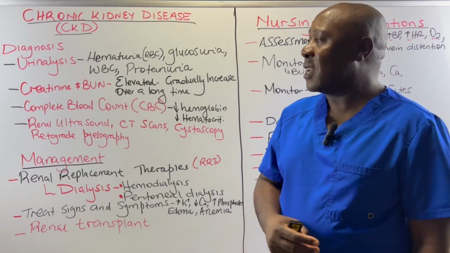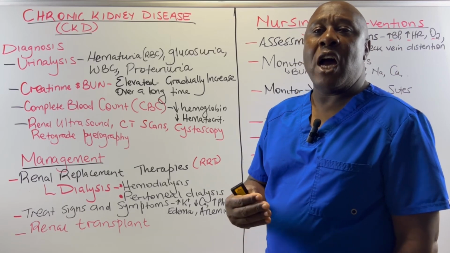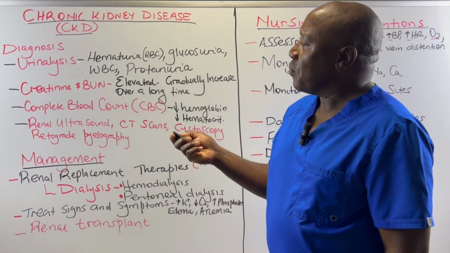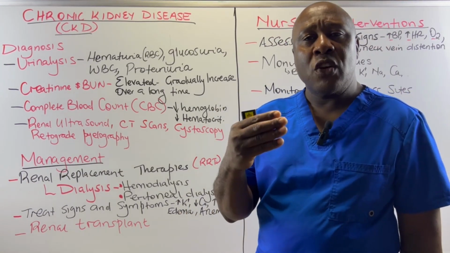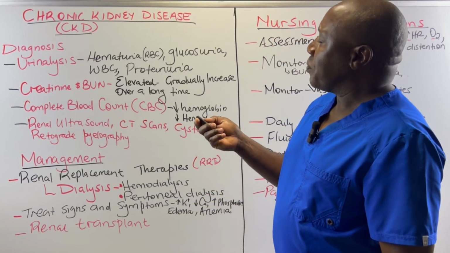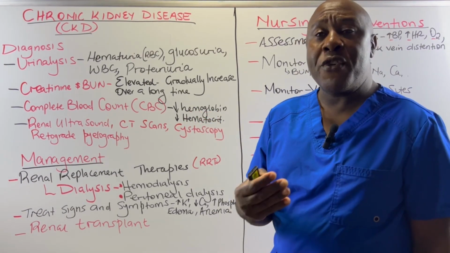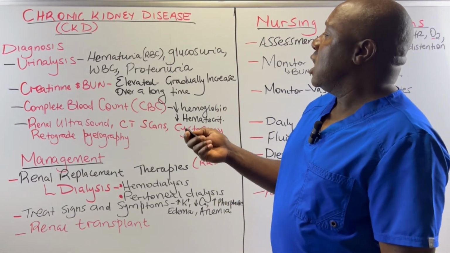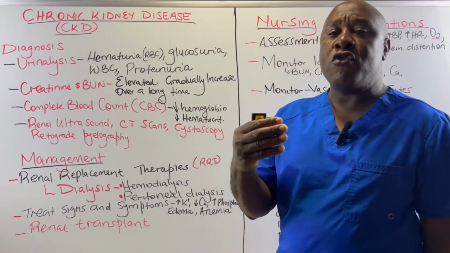So let's get started. Now, chronic kidney disease or CKD can be diagnosed in a number of ways. One, we have got urinalysis. In urinalysis, a urine sample is going to be obtained and taken to the laboratory. In the laboratory, this urine sample is going to be investigated for hematuria, that means the presence of red blood cells in the urine, or glucosuria, the presence of glucose. It will be investigated for white blood cells and even proteinuria, the presence of protein.